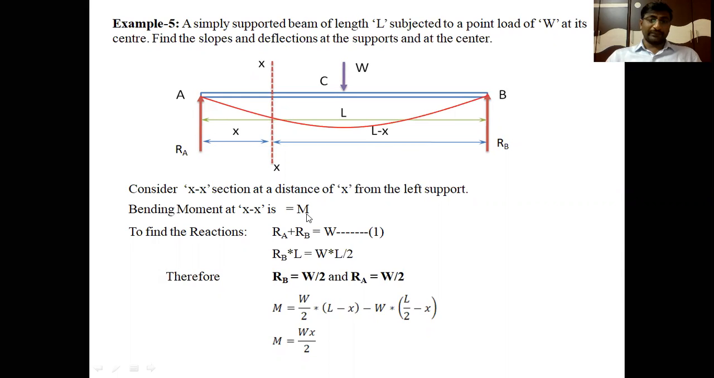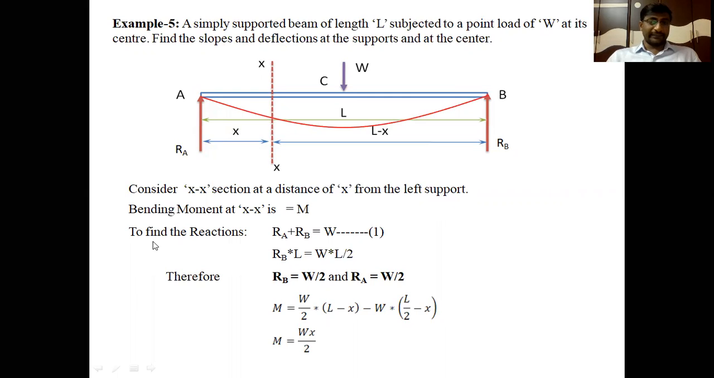Before going to find the bending moment, you should know the reaction forces RA, RB. To find RA, RB by symmetry directly we can write: W is the load acting at the center and the same load will be shared by each support. So half of the load is shared by support A and the remaining half is shared by support B. Therefore, W by 2 is RA, W by 2 is RB. RA, RB are equal and equal to W by 2.